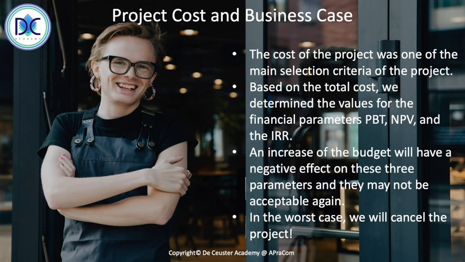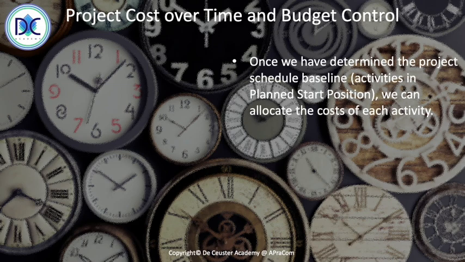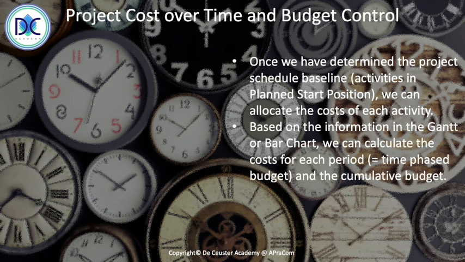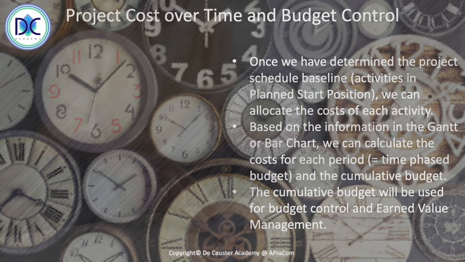When we look at the project cost over time and budget control, once we have determined the project schedule baseline, so we have all the activities in what we call the planned start position, we can allocate the costs to each activity. Based on the information in the Gantt or bar chart, we can calculate the cost for each period, which is what we call the time-phased budget, and the cumulative budget. The cumulative budget will be used for budget control and earned value management. So that's it, the first introduction into the importance of cost and budgets.